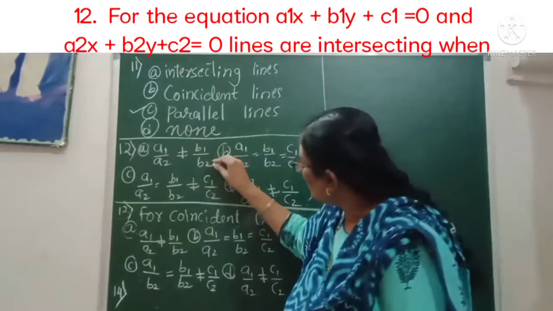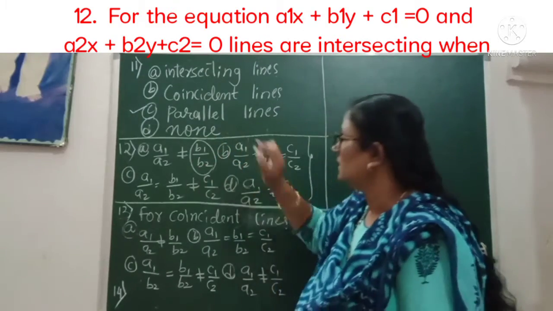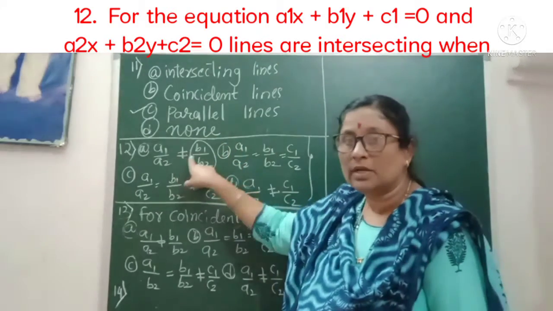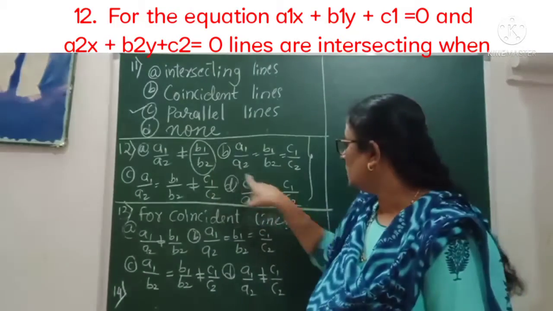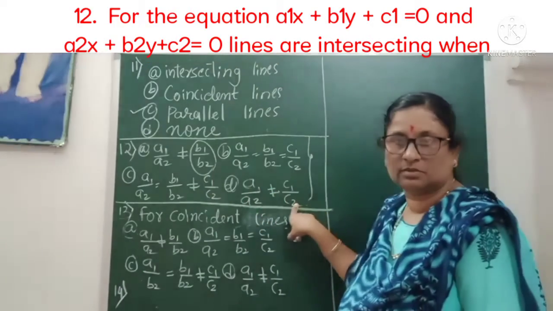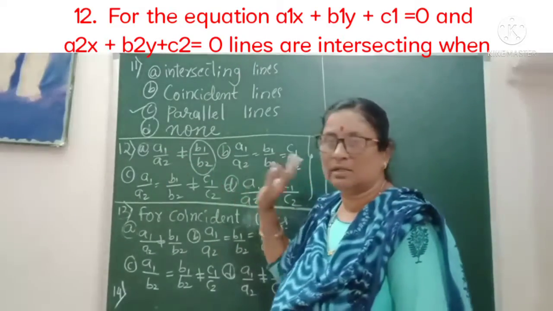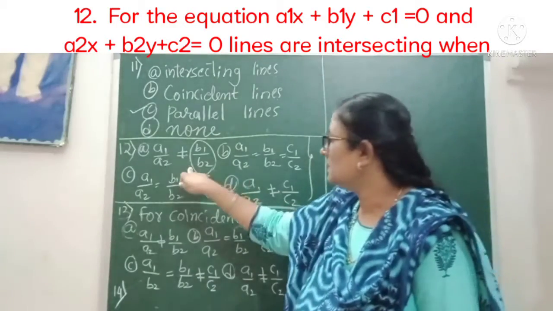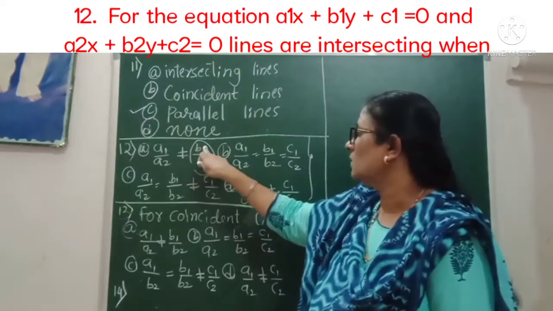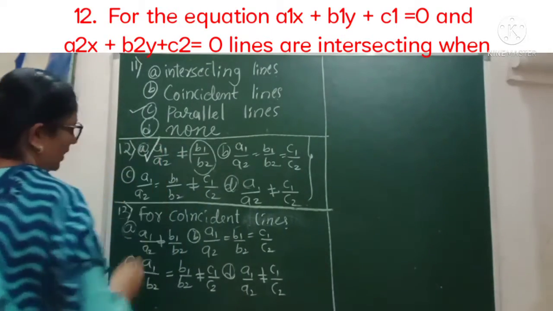So here, once again, don't make haste. The correct condition is a1 upon a2 is not equal to b1 upon b2. Remember this one, so don't get confused with this option. Not equal to is satisfied there, but be careful. So this is the correct one: a1 upon a2 is not equal to b1 upon b2. The correct option is the first one.